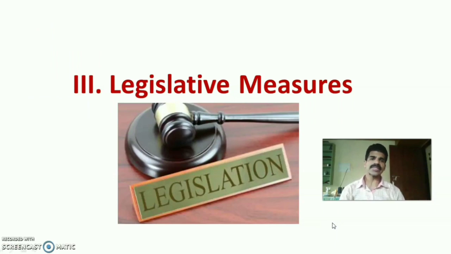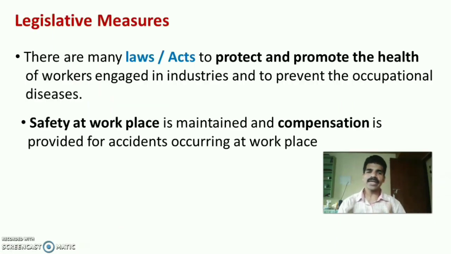The third measure is legislative measures. There are many laws and acts in India to protect and promote the health of the workers who are engaged in industries or factories and to prevent occupational diseases. So in India we have many laws and acts to protect and promote the health of workers or employees engaged in different industries, factories or work settings, thus to prevent occupational diseases. Then safety at the workplace is maintained and compensation is to be given to the employees or workers if any accident, death or occupational disease occurs at the workplace.